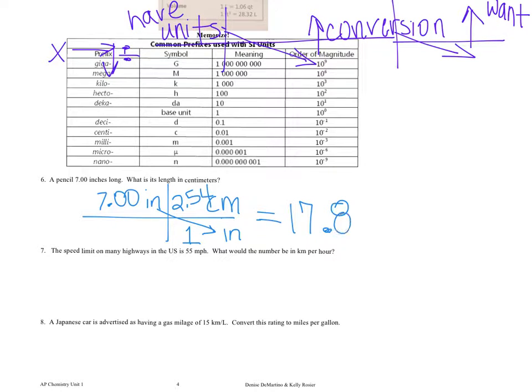17.8, thank you. Why do we end at 8? Because we have 3 sig figs, good. We're going to say centimeters. Awesome. Okay.